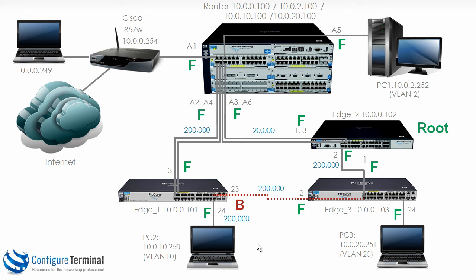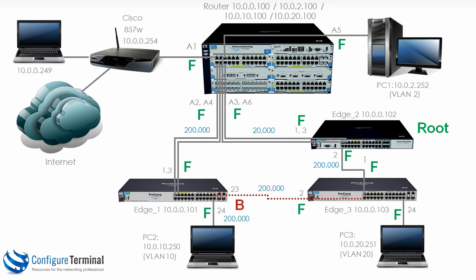So looking at the path costs in total, the path cost from edge 1 to the root is 200,000 plus 200,000. In other words, 400,000 to take this path. The path cost via TRK1 to the router and TRK2 to edge 2 is 220,000. So in other words, it makes sense to use this port as the root port on edge 1. It makes sense for edge 1 to send traffic this way rather than this way to get to the root, because this path cost is lower.